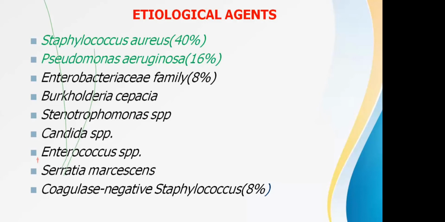So the various etiological agents which cause central line associated bloodstream infections are Staph aureus, Pseudomonas aeruginosa, E. coli, Klebsiella, Burkholderia cepacia, Stenotrophomonas maltophilia. Then we have fungal causes also, like Candida, then Enterococcus, Serratia, and very rarely Coagulase negative Staphylococcus. Now here I have to emphasize about Coagulase negative Staphylococcus.